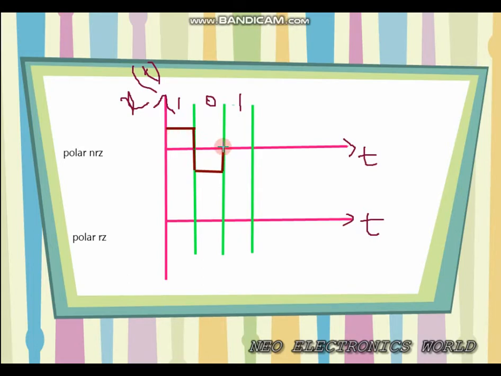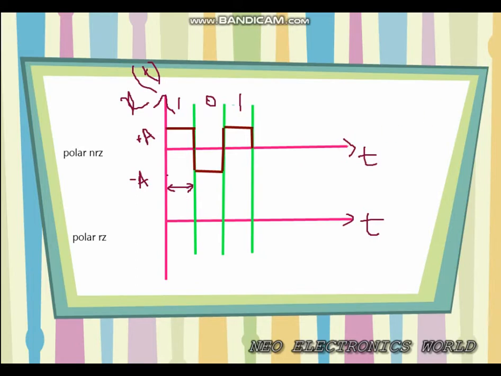And then again 1. How can we draw that? Yes, upward. Let's denote it as plus A and minus A. For denoting 1 we use plus A, and for denoting 0 we use a negative amplitude, minus A. And this is the time duration TB. Is it clear? This is the time duration TB.